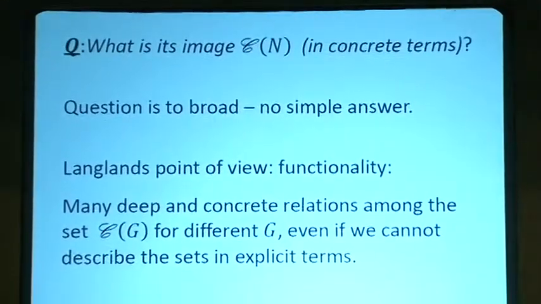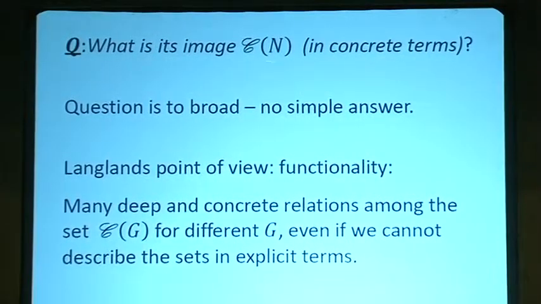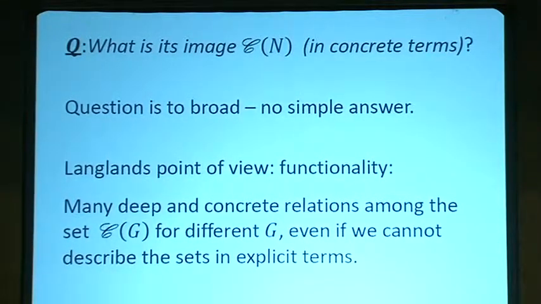I just ask the question, well, it would be great if we could figure out what the image of this is. What is the set of all families for GL_N that come from automorphic representations? What's the set of all automorphic families, c sub pi? Unfortunately, the question's too broad. There's no simple answer. It would imply that you could write down explicitly all the eigenvalues of the Laplace operator, say on the upper half plane modulo a congruence subgroup. You can't do that. That would be a very special case of this. So it's much too broad.